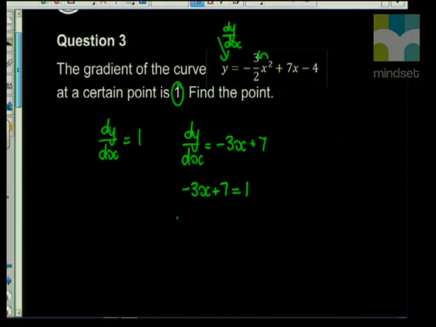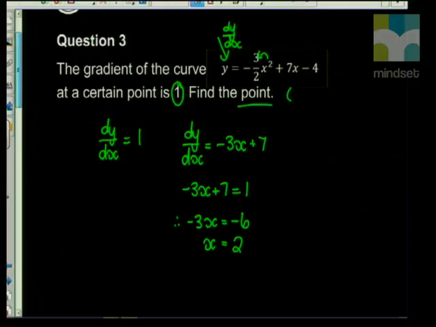All right? That's going to leave us with negative 3x, which is equal to, if I move 7 over my equals, it'll become negative 7 plus 1, which is negative 6. And dividing by negative 3, we get ourselves an x value of 2. Okay? Now, the question did ask, find the point. Okay? And a point is always going to be made up of an x and a y coordinate. So we've got the x value, but we still need the y value.